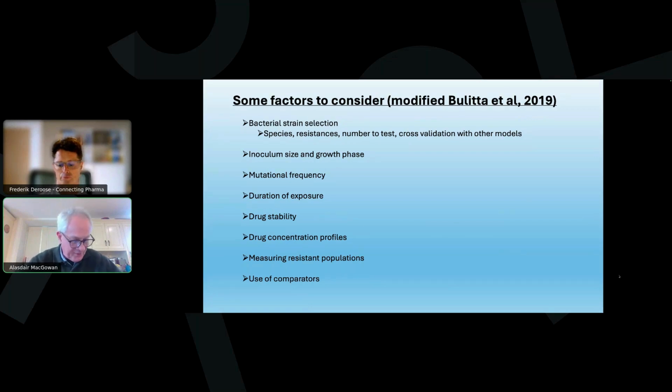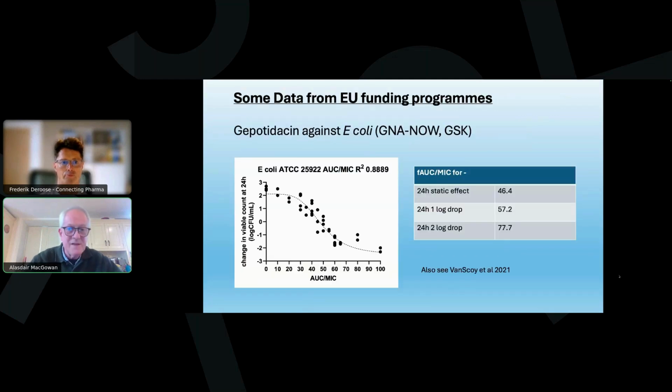And if we go on to the next one, I just want in the next series of slides to show you some data from some EU-funded programs, seeing this is an EU-funded session. And this is some work that we're doing at the moment in GNA now on enteric pathogens with gepotidacin. And this ATCC strain, there's published data with gepotidacin both in animals and in vitro systems.